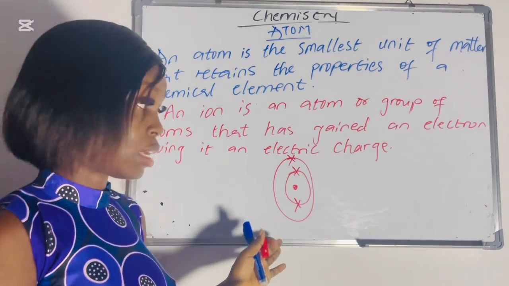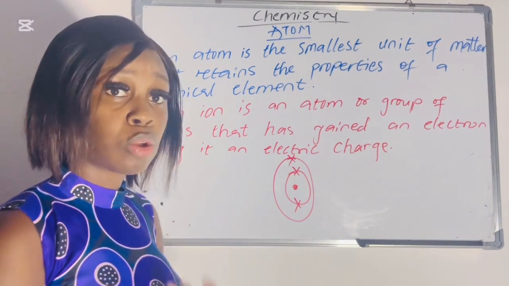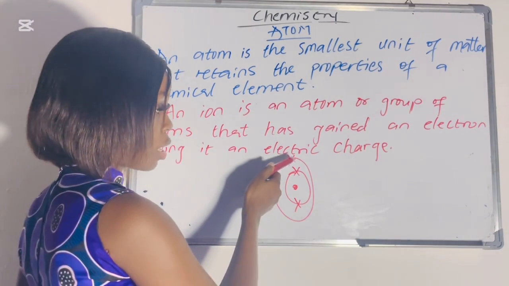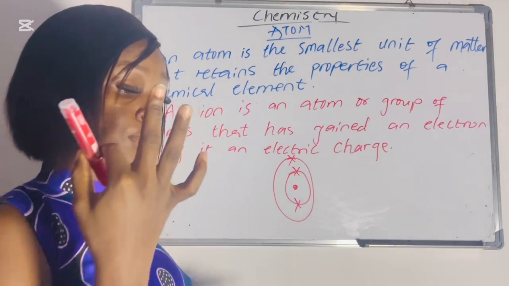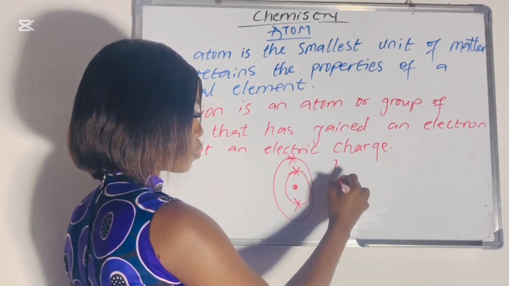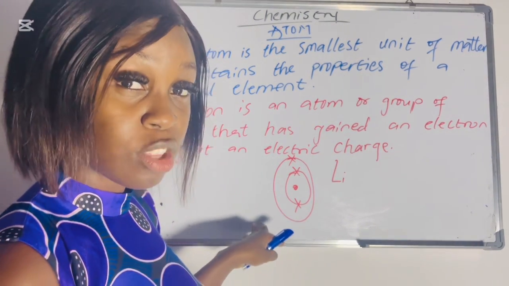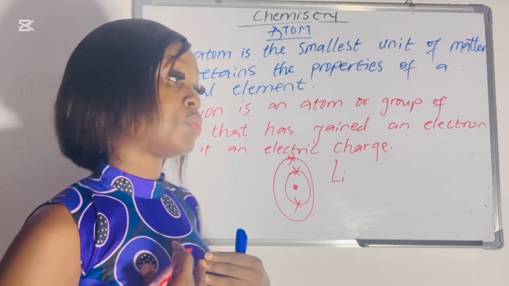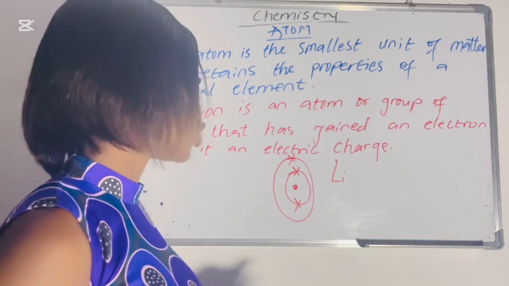This is a good example of an atom. How will I know which element this atom belongs to? I'll have to count the number of electrons I'm seeing there. I saw 1, 2, 3 electrons, and I know that atomic number 3 belongs to lithium. That is how I know that this atomic structure belongs to lithium, because I'm already familiar with my elements and atomic numbers. Do you understand?